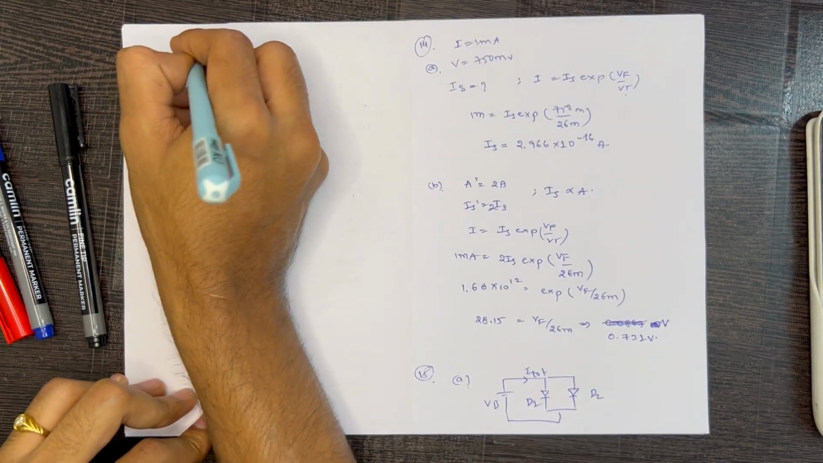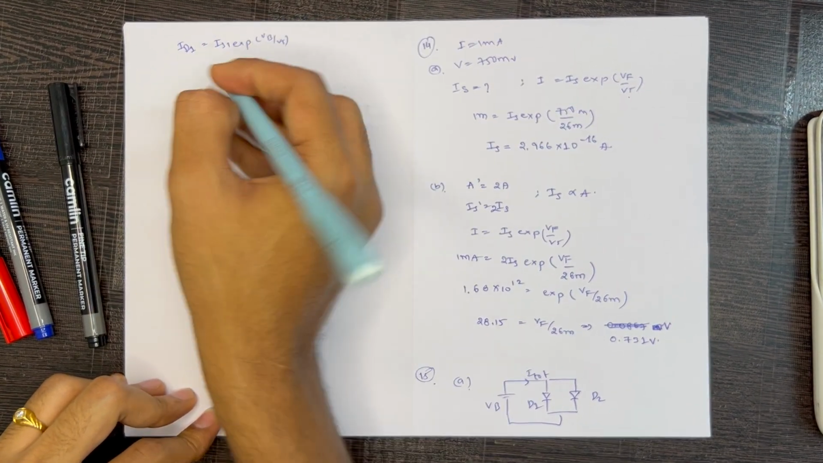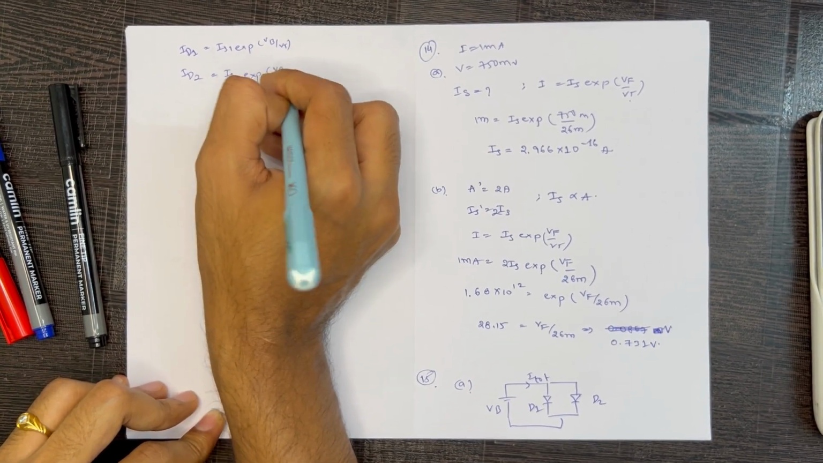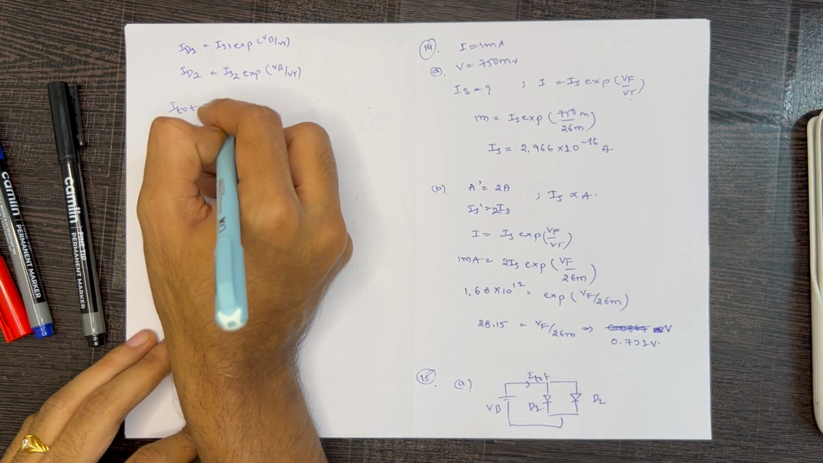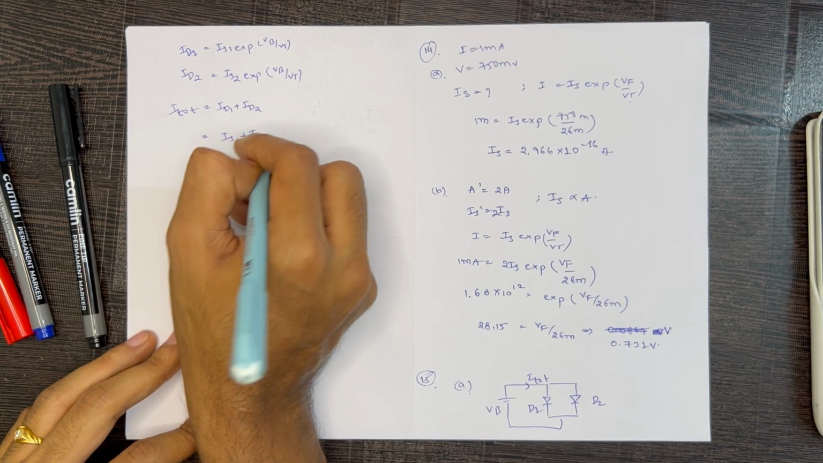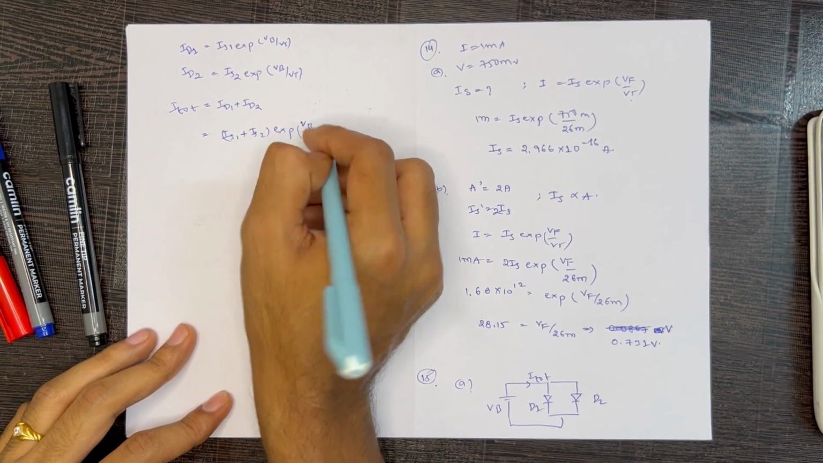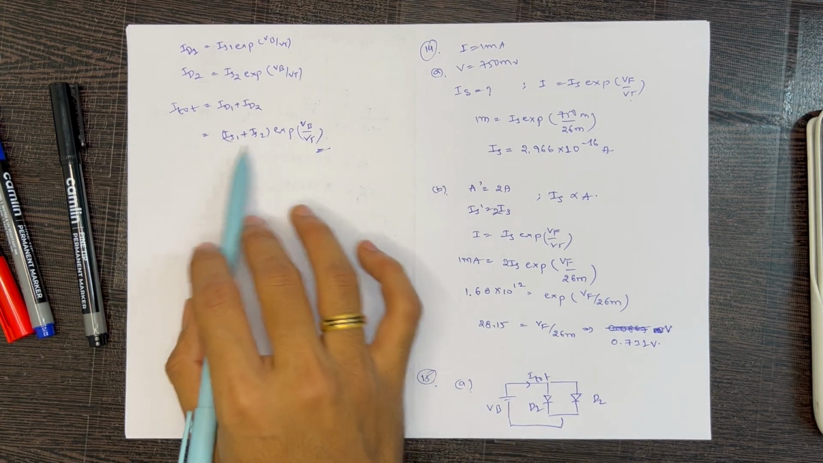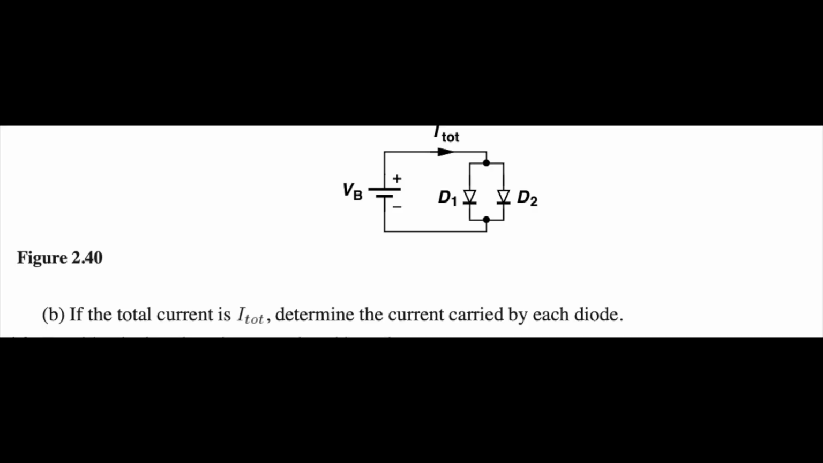We know that for diode 1, the equation is ID1 equals IS1 exponential of VB by VT. For ID2, it is IS2 exponential of VB by VT, because the same voltage appears across both the devices. Now I total is ID1 plus ID2. If we take out that exponential term, we get IS1 plus IS2 into exponential VB by VT. So this device acts as an exponential device because the total current has an exponential term. Okay, now we can see the next one.